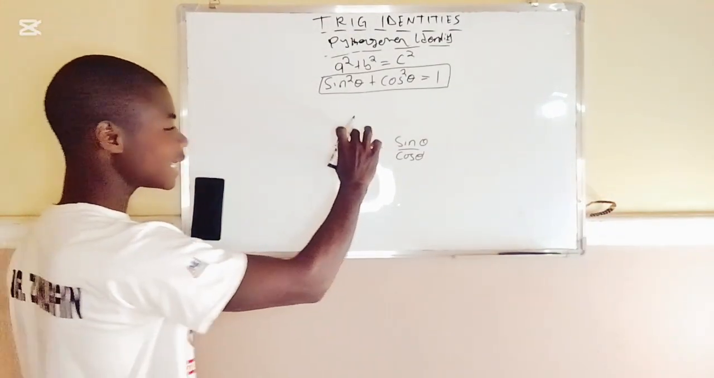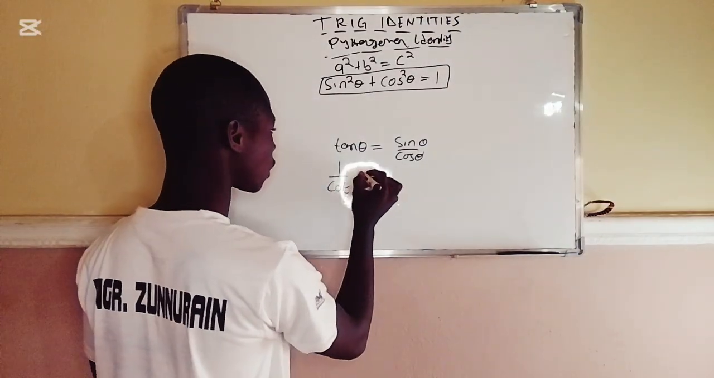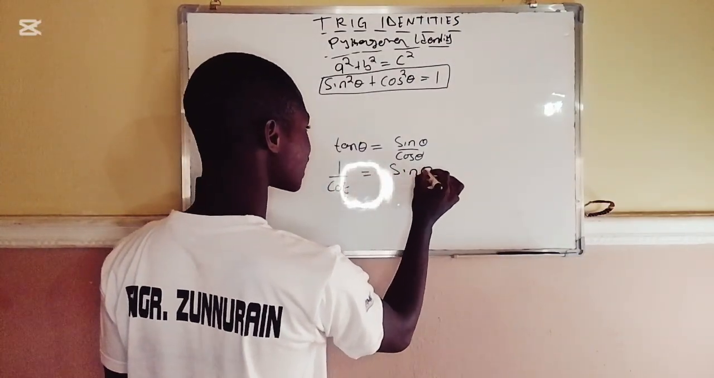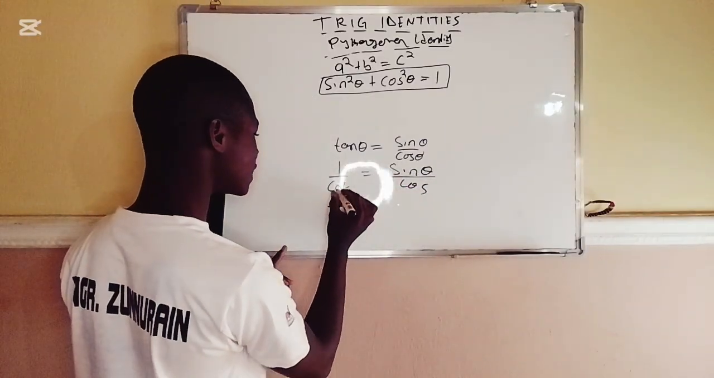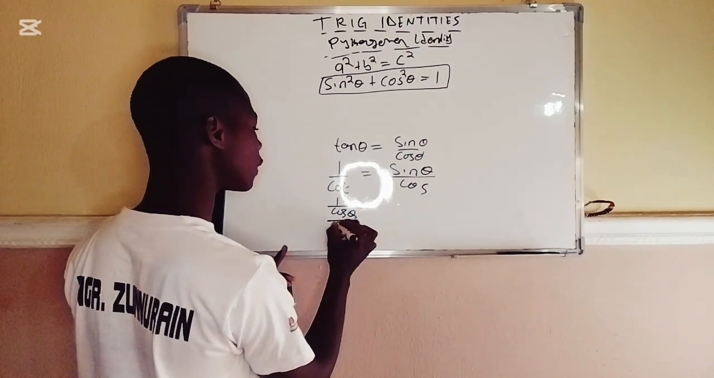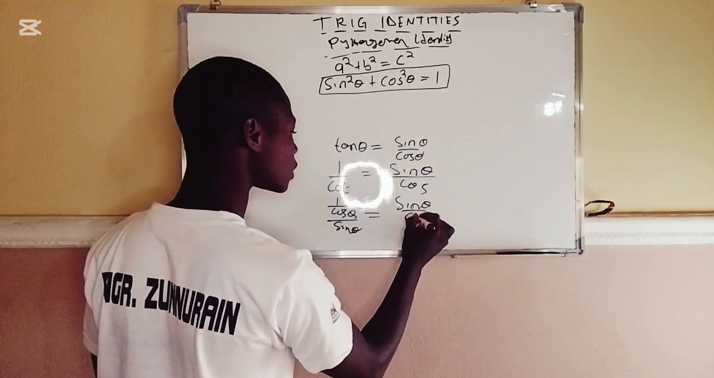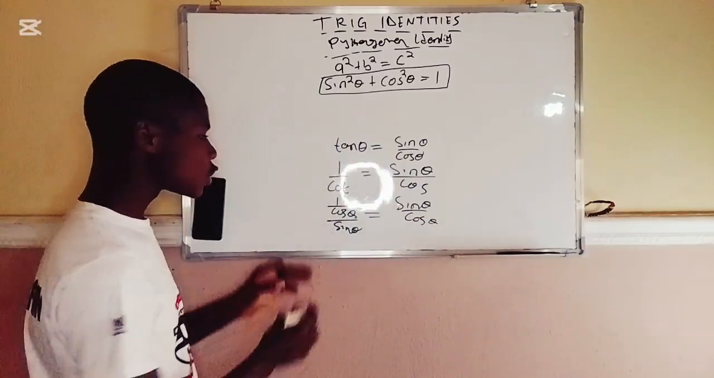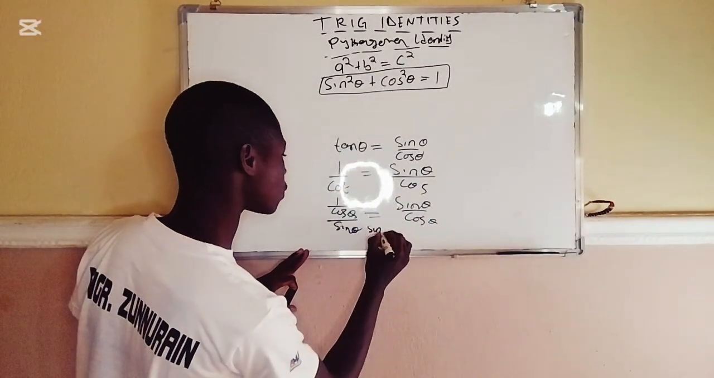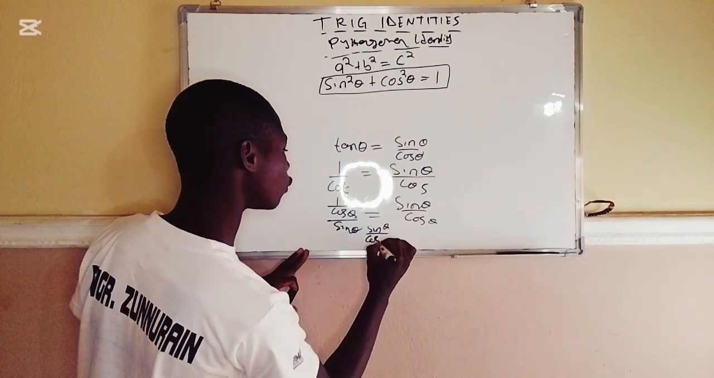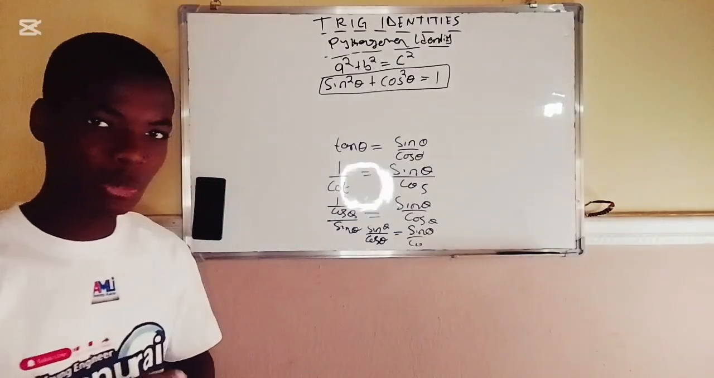So if I say tan theta, we all know that tan theta is the same thing as 1 over cot, which must give us sine theta over cos. So therefore, 1 over cot is the same thing as 1 over cos theta over sine theta, which must give us sine theta over cos theta. So 1 over cos over sine is the same thing as sine theta over cos theta. So therefore, it's been proved.